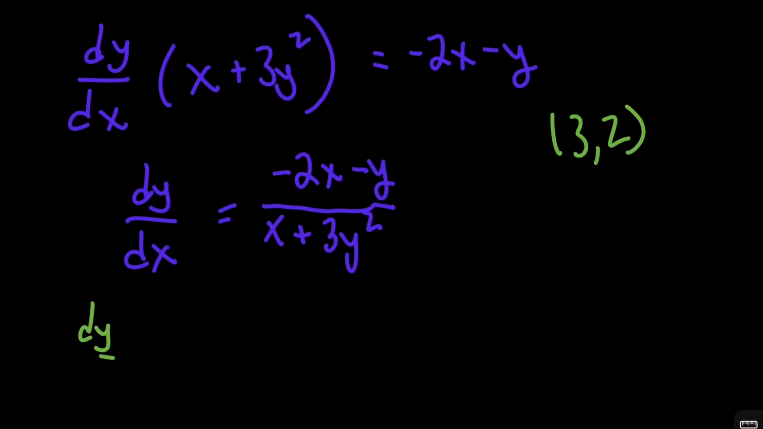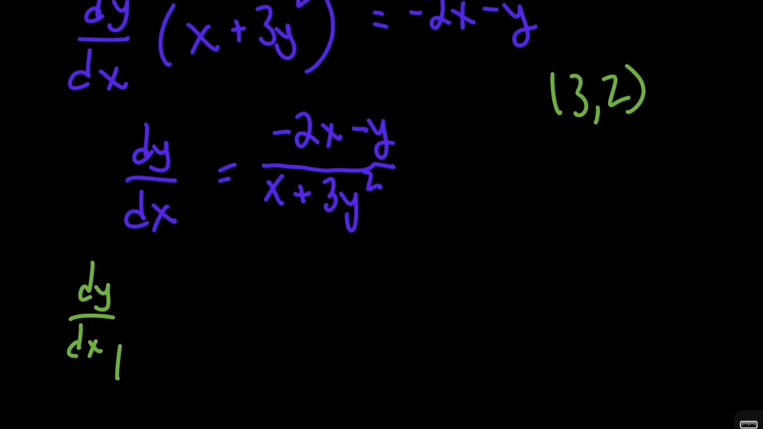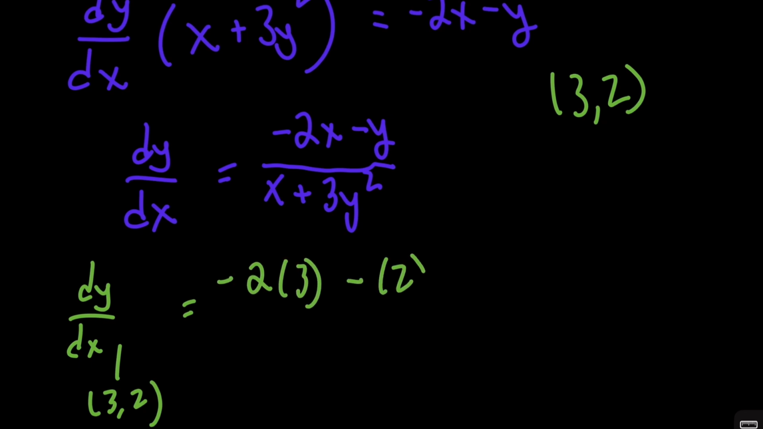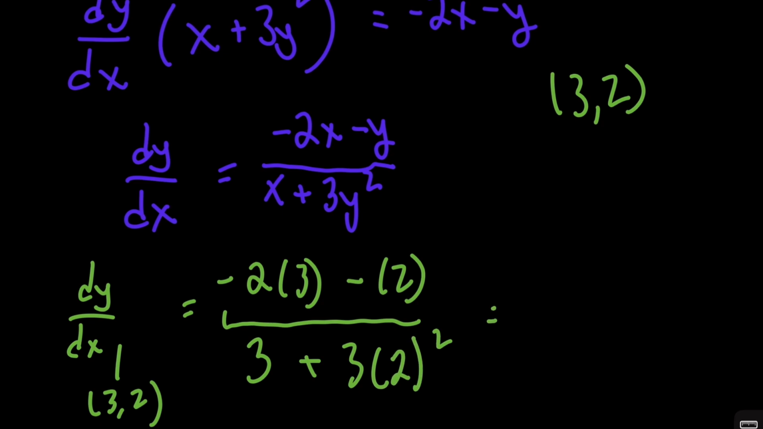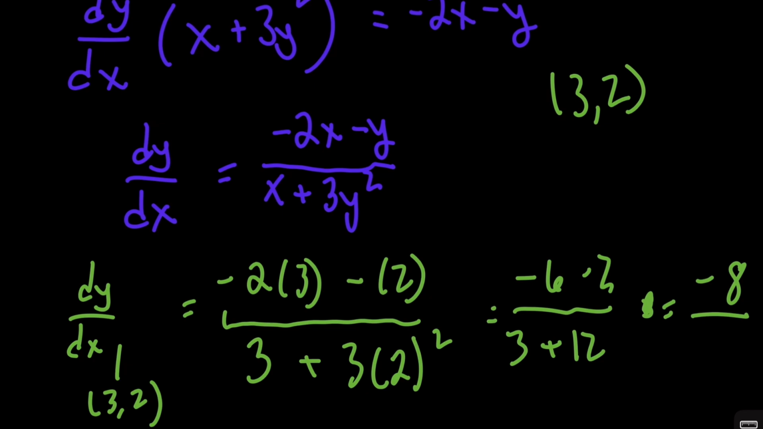So when we want to say dy/dx at the point (3, 2), you plug in the 3 for x and 2 for y. Negative 2 times 3 minus 2 over 3 plus 12. There you go. And then you would just simplify to negative 6 minus 2 over 3 times 3 plus 12. And your final answer should be negative 8/15. And then that's how you would answer the question.